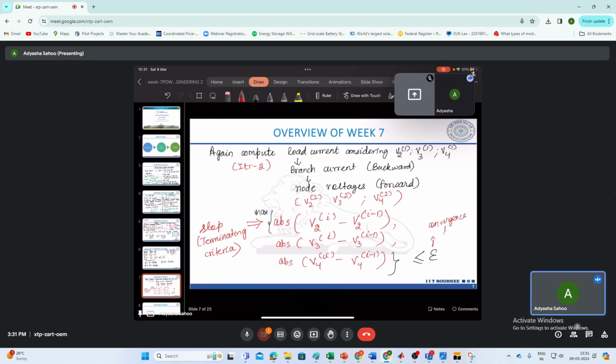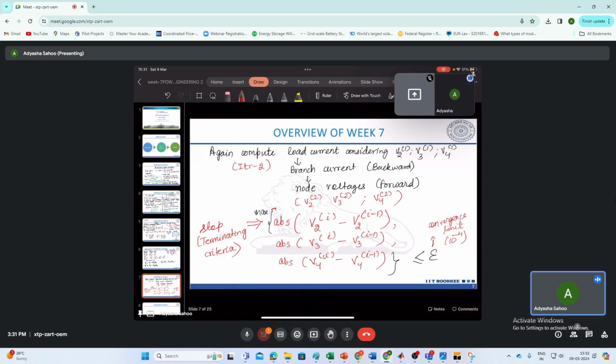So convergence limit may be in the order of 10 to the power minus 4 or something like that. So whenever this condition is satisfied, when the maximum of the absolute voltage difference between the previous iteration and the next iteration is less than epsilon, we stop. So I hope this was clear.